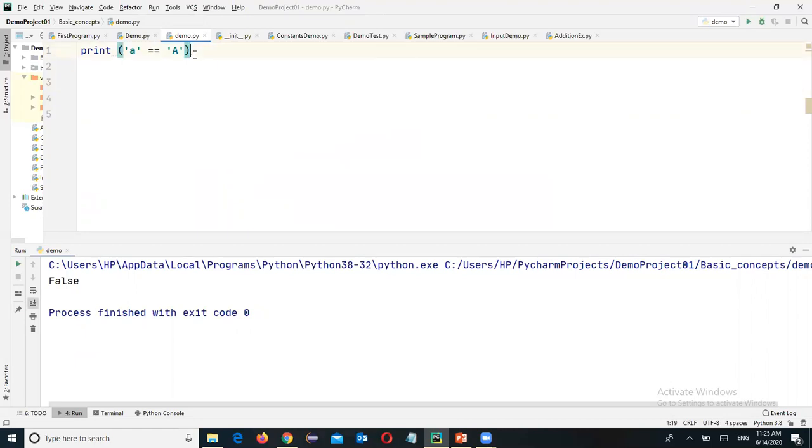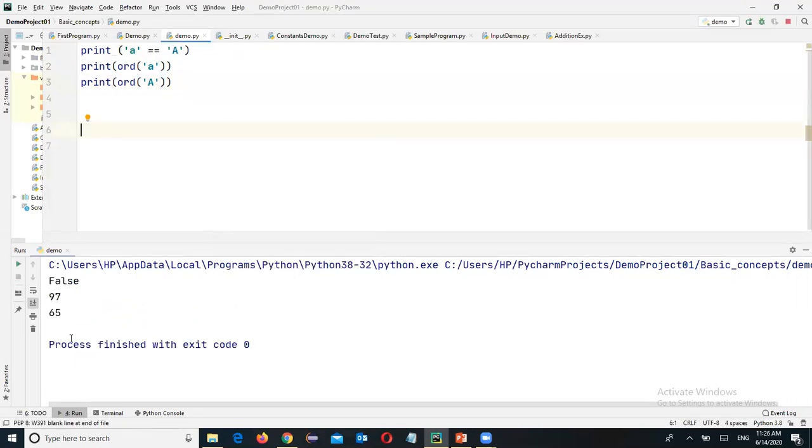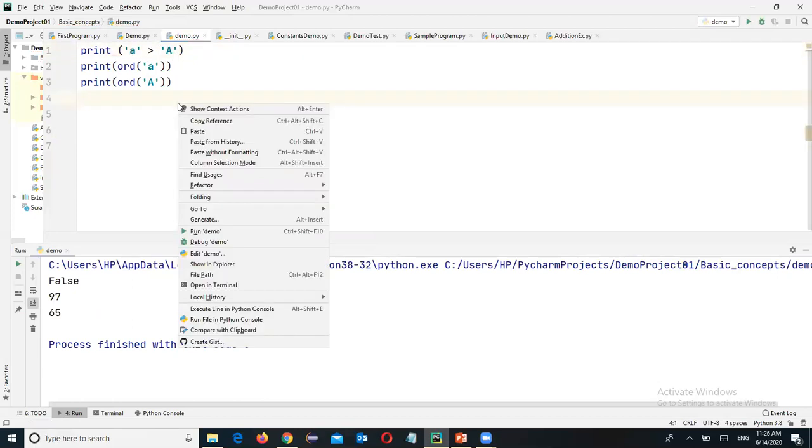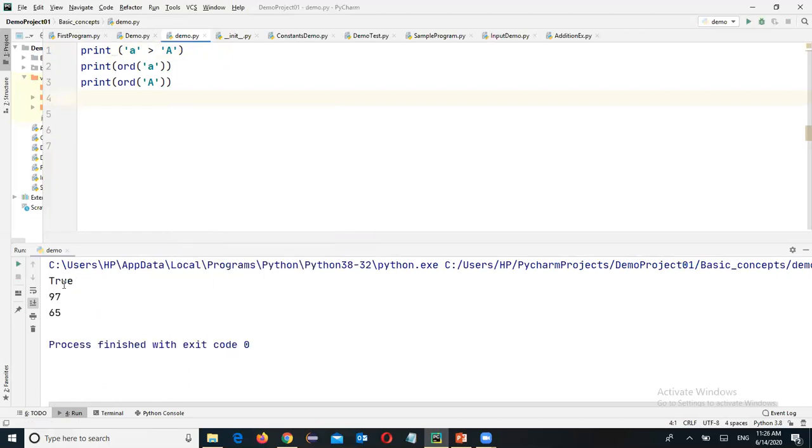False. Why is it false? Try to understand. Print the ASCII values to get: 97, 67. Or then can I use it like this? A greater than B, then what will happen? The ASCII values are converted, and it is going to be true because lowercase a's ASCII value is 97 and capital A's ASCII value is 65. Like this, we can do it.